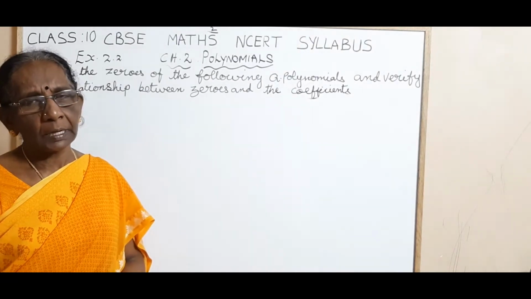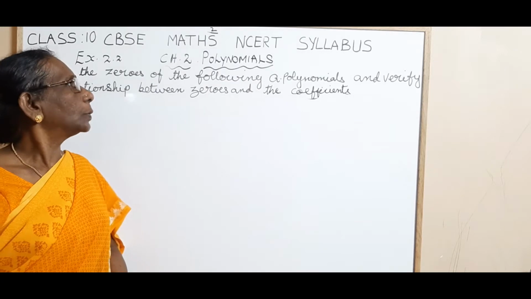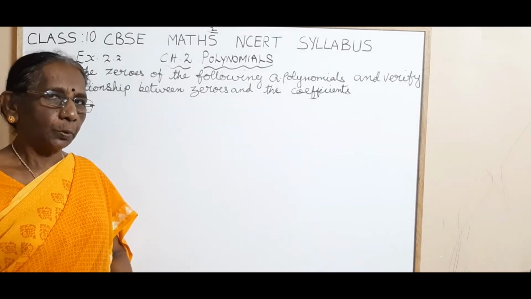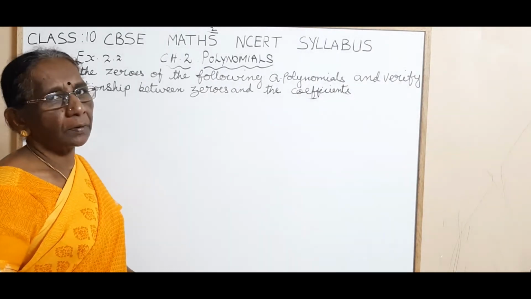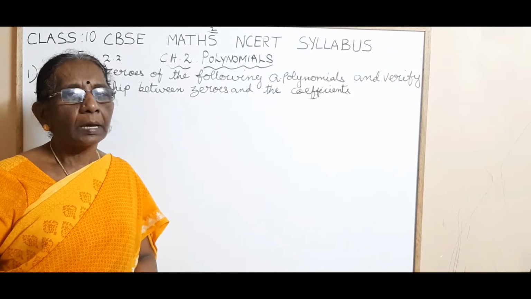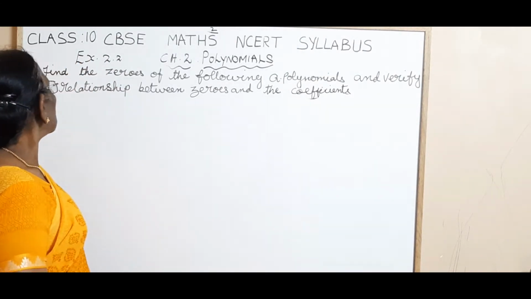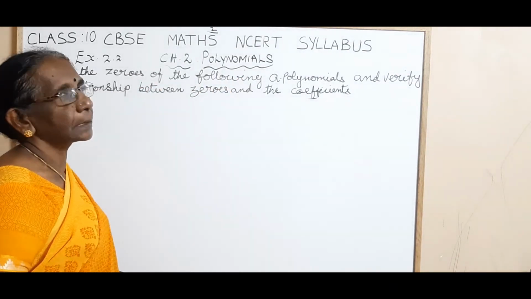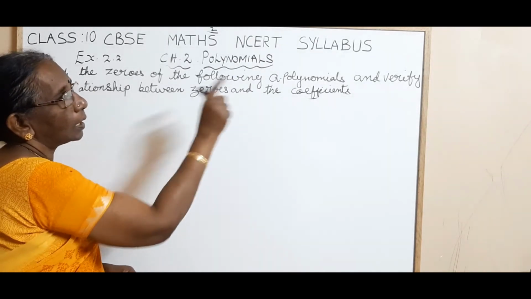Stay safe. In this session we are going to continue chapter 2, polynomials, exercise 2.2. Sum number 1. Already we have done the first subdivision and we are going to do the second subdivision in this session. What is that? Find the zeros of the following quadratic polynomials and verify the relationship between the zeros and the coefficients.